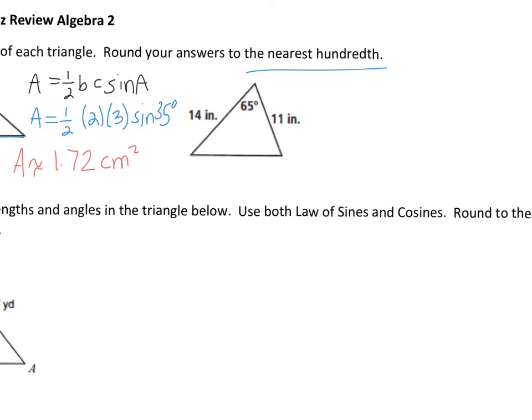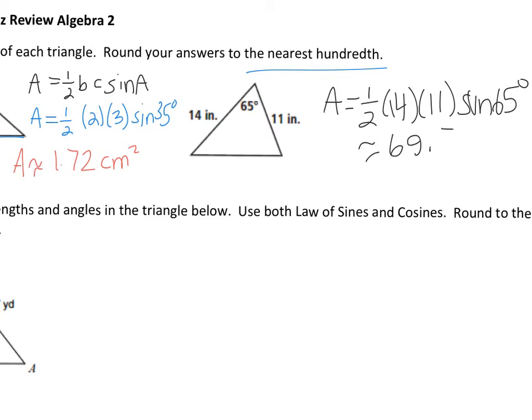So it's going to be 1/2 BC sine of A, so it's 1/2 times 14 times 11 times sine of 65. I put it in my calculator, I make sure I'm in degree mode. 1/2 times 14 times 11 times sine of 65, rounded to the nearest hundredth, which is 2 decimals, is 69.79 inches squared.